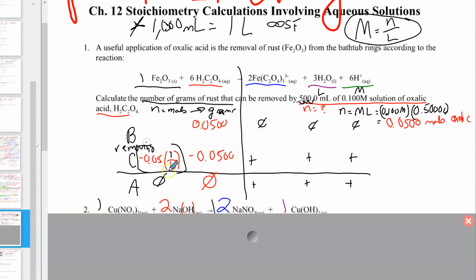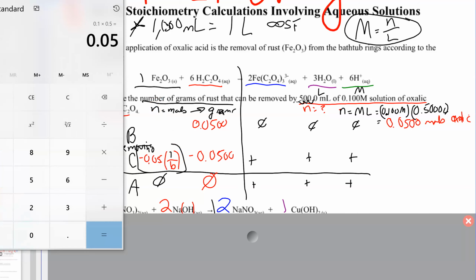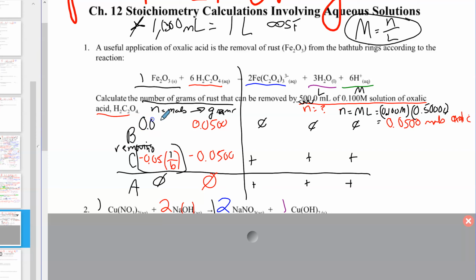Okay, and this is what the actual answer really is. But to make the BCA table nice, we're going to take that 0.05 times 1 over 6, or divide by 6, which gives 0.00833. So we're going to be starting with 0.0833. What we're just saying is that that's how much rust we're removing.